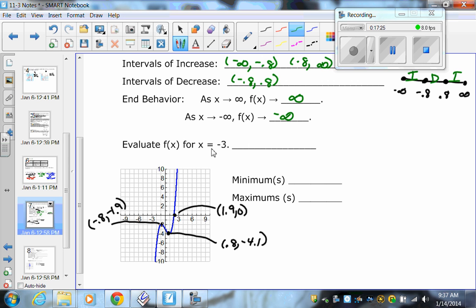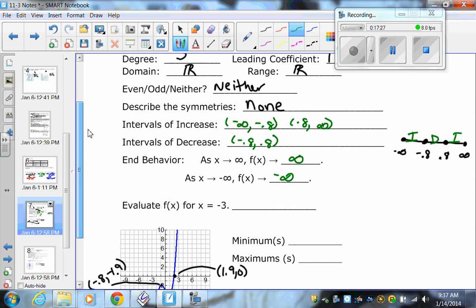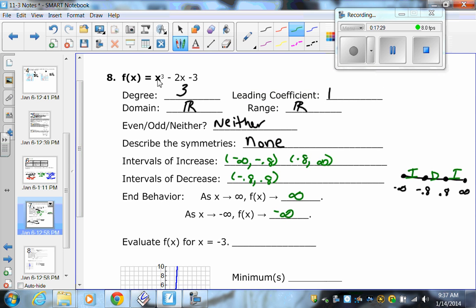Evaluate f of x for x equals negative 3. You can do one of two things. You can use synthetic division for that. You can use direct substitution for that. Or if you have your graphing calculator, you can hit your second graph button, which brings up your table of values, and find out that at x equals negative 3, y is negative 24.